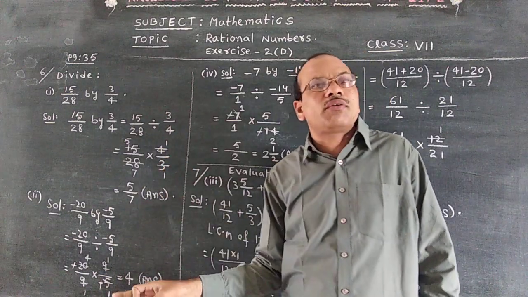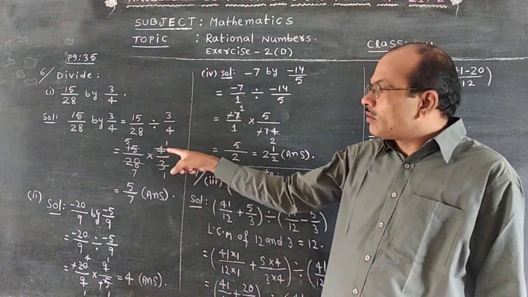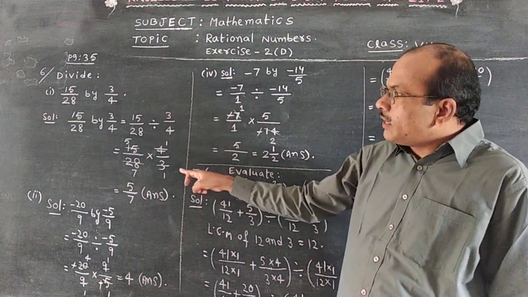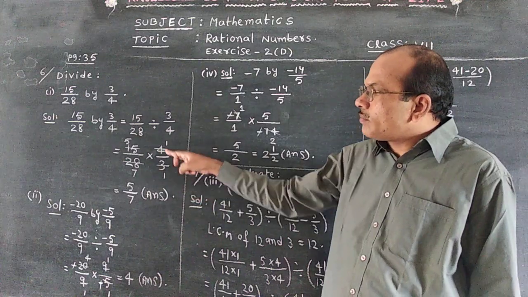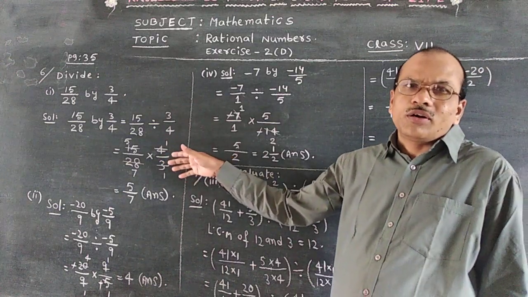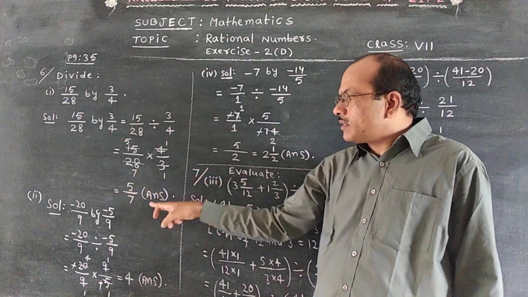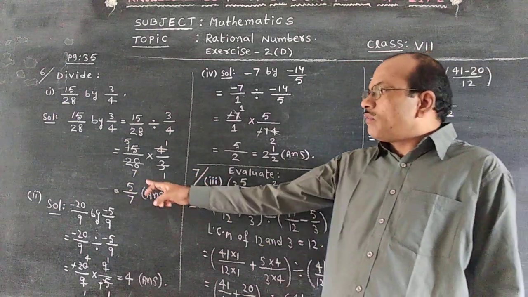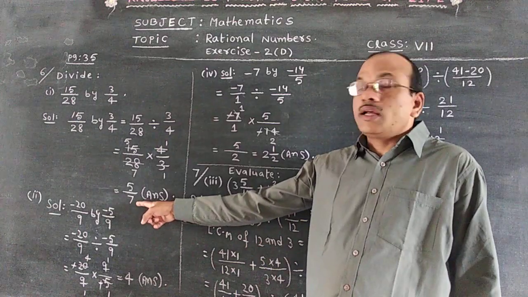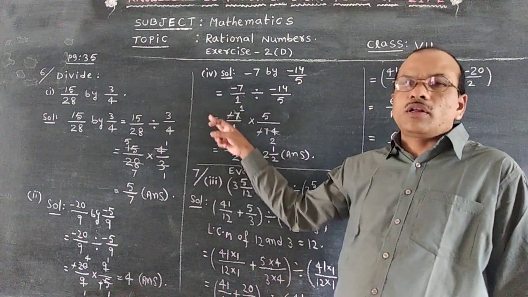Now cancellation as per our possibility. See this, the fourth table can cancel 4 and 28: 4 ones are 4, 4 sevens are 28. Is it clear, students? Again, the 3 table: 3 ones are 3, 3 fives are 15. Any more cancellation possible? No. 5 ones are 5, by 7 ones are 7. Finally, we got 5 by 7, a rational number, as our answer. This is the rational number we got by dividing 15 by 28 with 3 by 4.